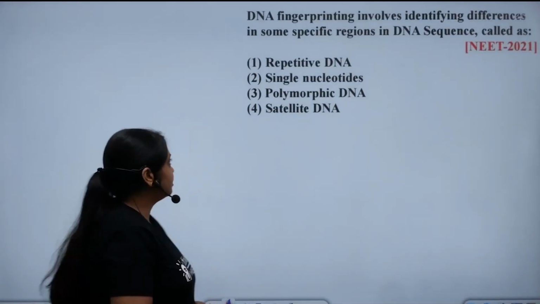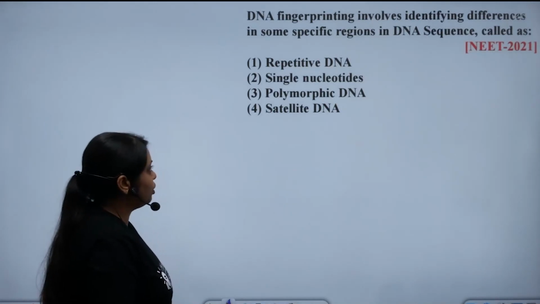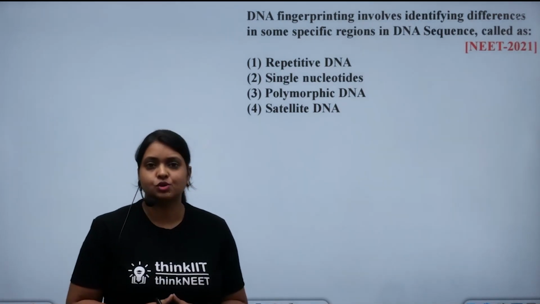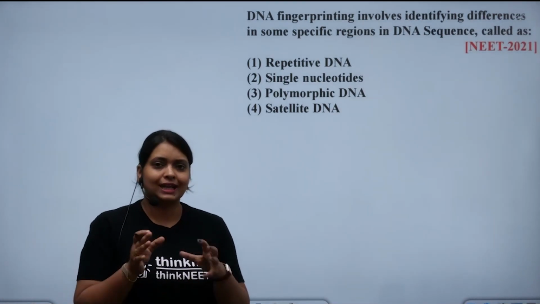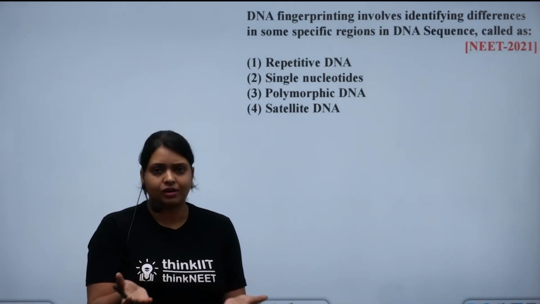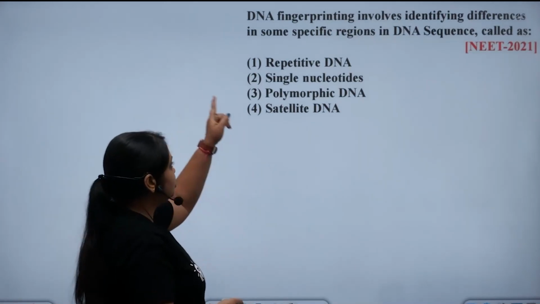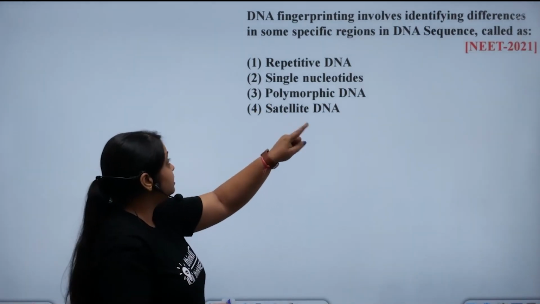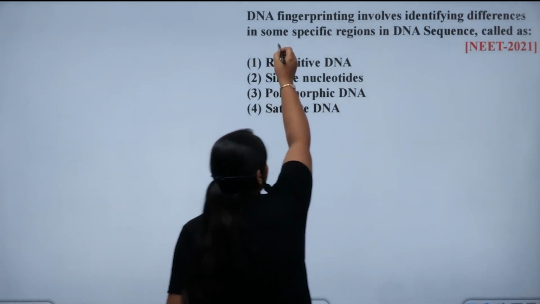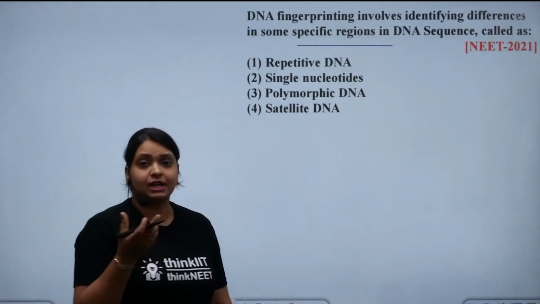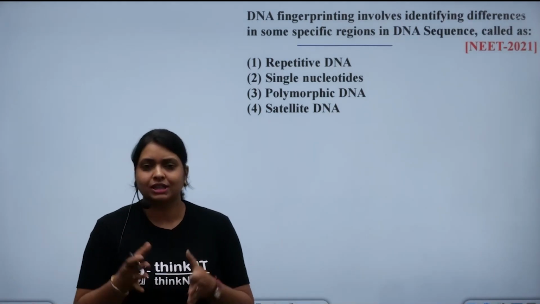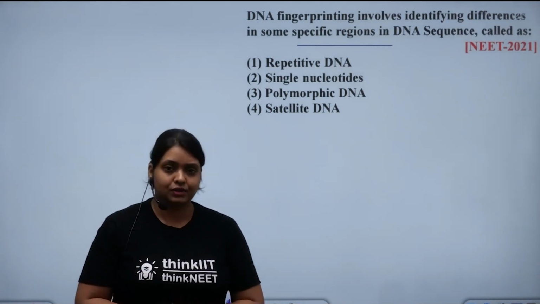Over to our next question, that is DNA fingerprinting involves identifying differences in some specific regions in DNA sequence called as. Now what they are asking you, they are telling you what DNA fingerprinting is used for. They are already telling you in the question. DNA fingerprinting involves identifying differences in some specific regions. Now they are asking what those specific regions of DNA are, which we use to compare different individuals or the difference among them, in the DNA fingerprinting procedure.